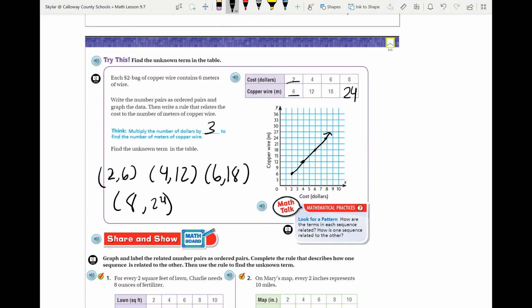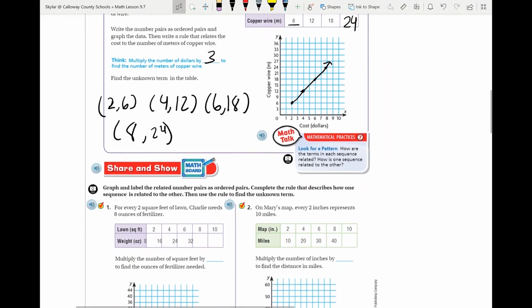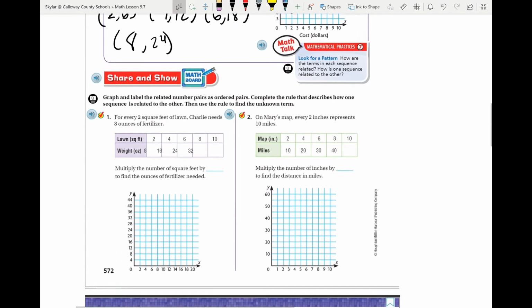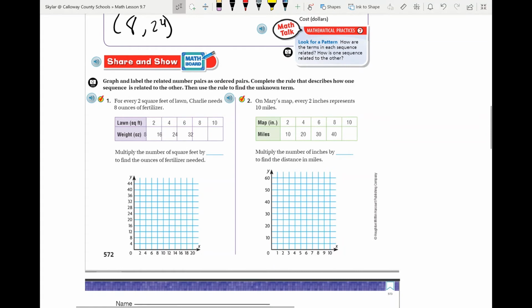So, pretty simple stuff. I'm pretty sure that you all have got it down. We will do these really quickly. And the best way we can do it, they've already written that out. So like I said, go ahead, write down your ordered pairs, then find your rule. So I will go ahead and do these with you.